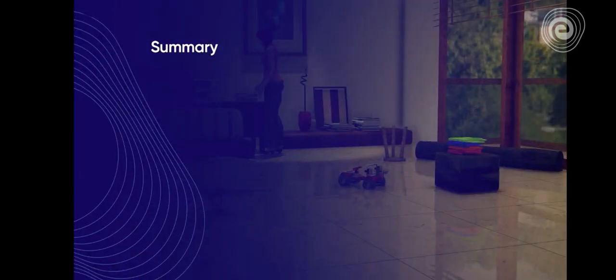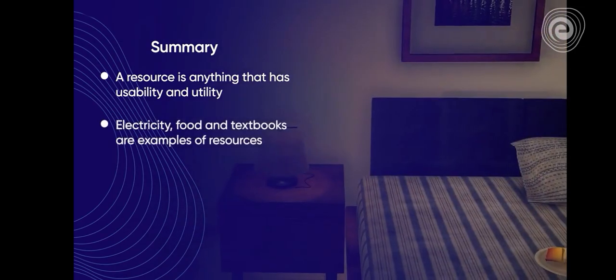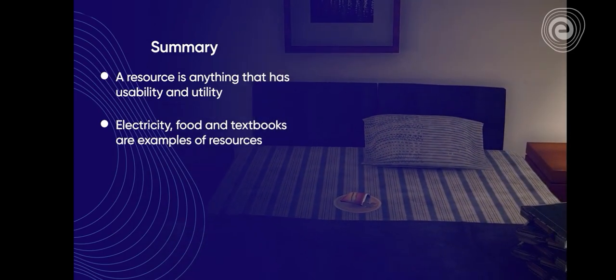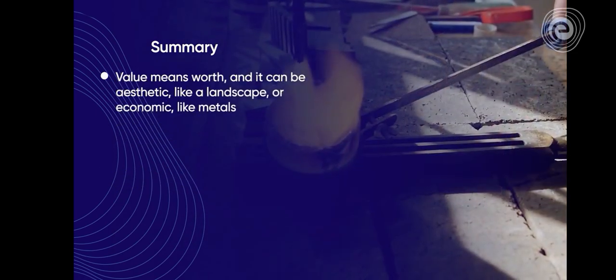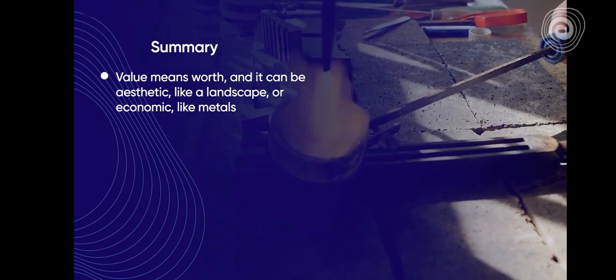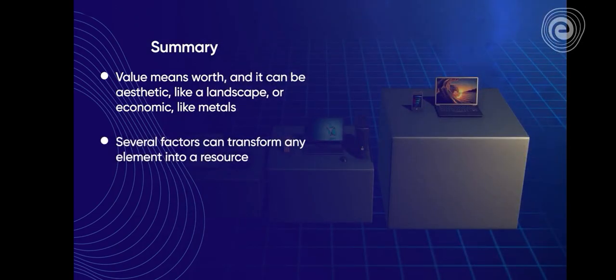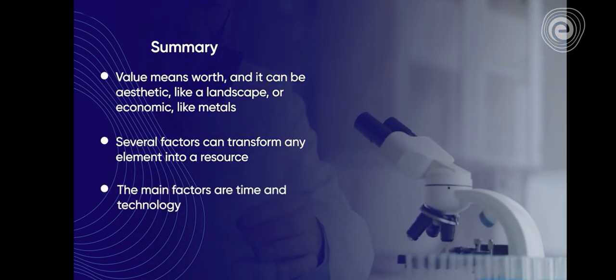Let's summarize. A resource is anything that has usability and utility. Electricity, food, and textbooks are examples of resources. Anything can become a resource once it has value. Value means worth, and it can be aesthetic like a landscape or economic like metals. Several factors can transform any element into a resource. The main factors are time and technology.